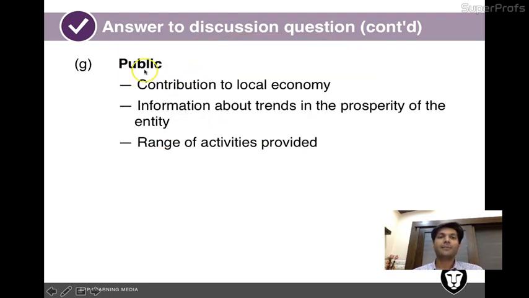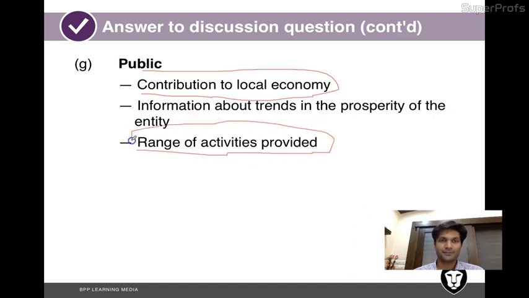And public wants to know how much company contributes to the local economy. That means, do they spend money on school, building hospitals, or on the public welfare? Okay, so what are the various activities which are provided by the company? Okay, and information about the trend in the prosperity of the entity. So basically it all is a part of CSR. What is CSR? Corporate social responsibility.